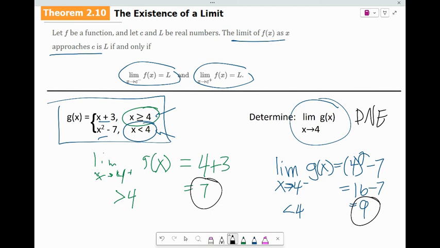So for most functions that we've studied, the left and right-sided limits are going to be the same as the actual function value, because most of the functions we've studied are continuous everywhere. But piecewise defined functions give us a nice example of an algebraic function where the left-sided and right-sided limits don't agree.